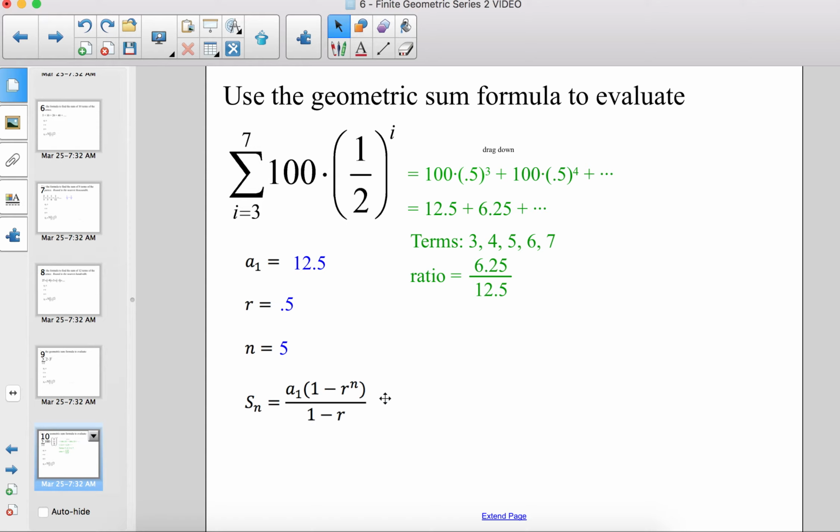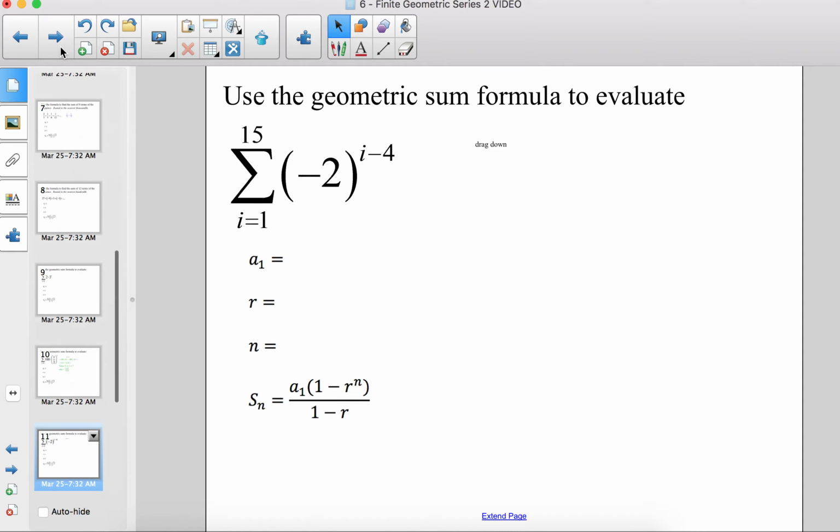All right, let's plug it in. We're finding the sum of the first 5 terms. Starting at 12.5, there it is. 1 minus 0.5 to the 5th over the same thing here, 1 minus 0.5. Oops, there we go. Okay. Parentheses are good because I use 0.5 instead of a 1/2, so a little less to type in. I got 24.22.